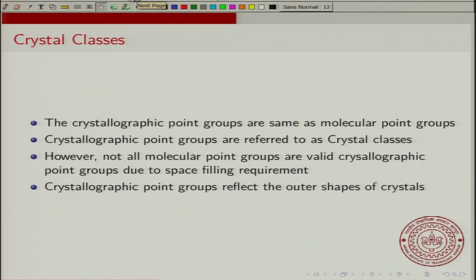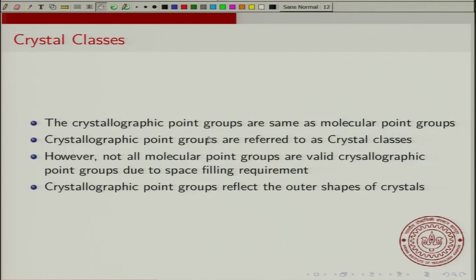These are the crystallographic point groups, and these are actually very similar to molecular point groups, the point groups of molecules. In fact, they are identical to point groups of molecules. These crystallographic point groups are referred to as crystal classes. Now, you may have learnt about molecular point groups in a course on group theory in chemistry, okay.